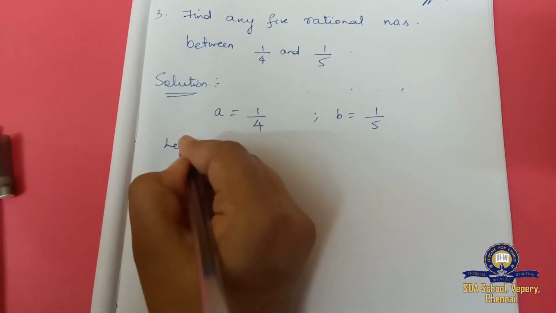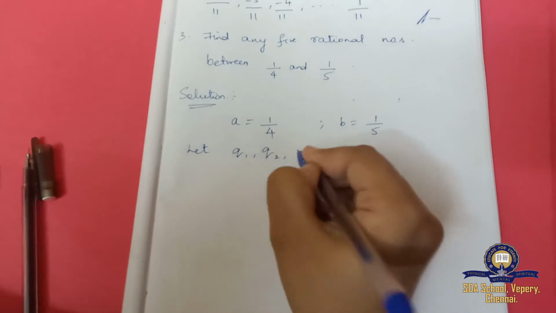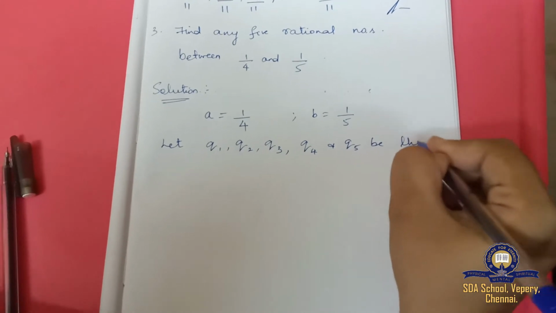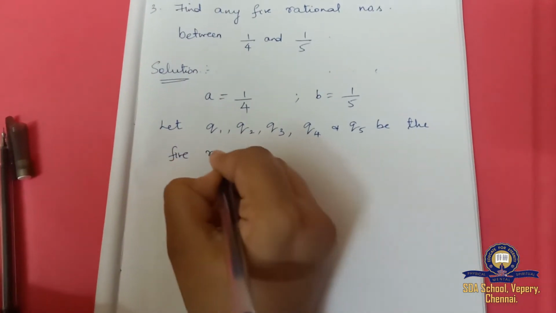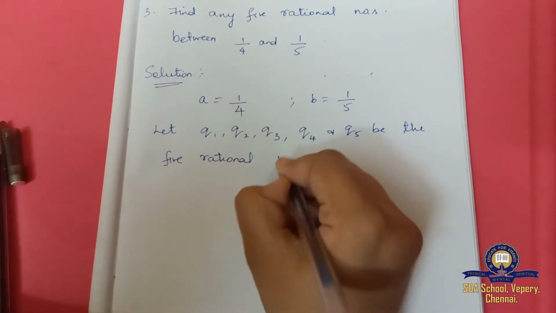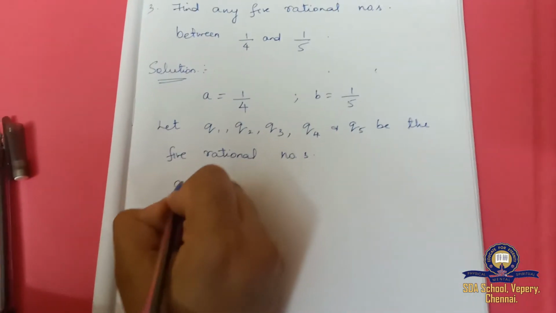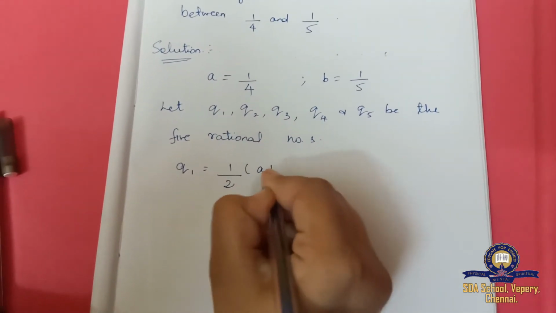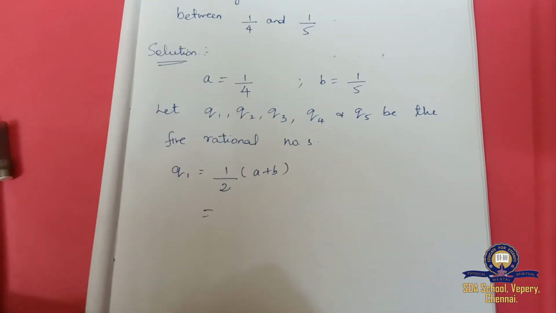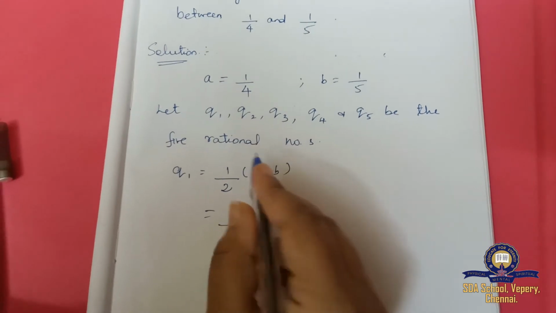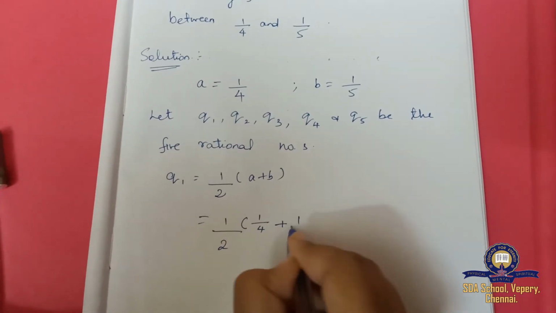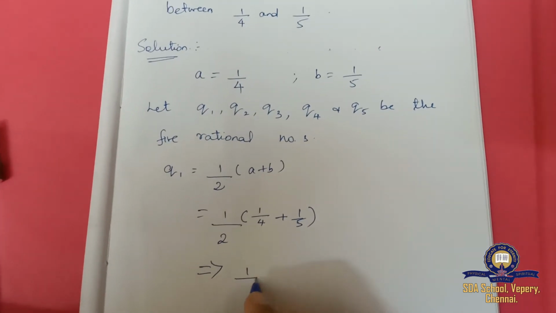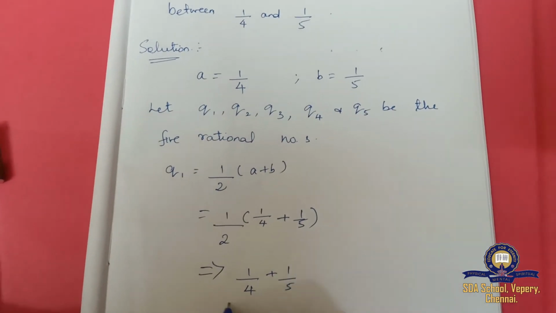Now let Q1, Q2, Q3, Q4 and Q5 be the 5 rational numbers. Then what is the formula for Q1? Q1 equals 1 by 2 into A plus B. Get it? 1 by 2 into A plus B. So 1 by 2 into, what is my A? 1 by 4 plus 1 by 5. Get it? I can write it like this: 1 by 4 plus 1 by 5, divided by 2.